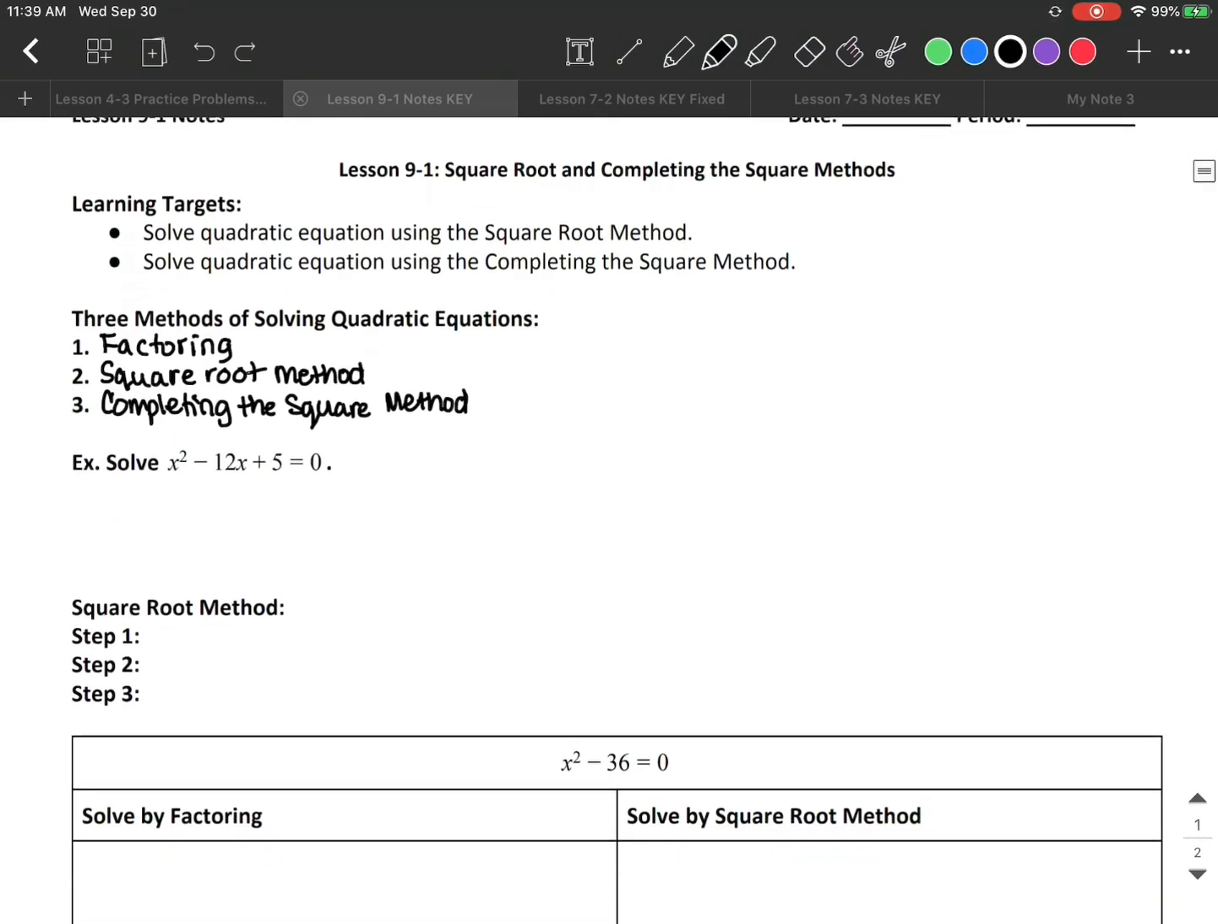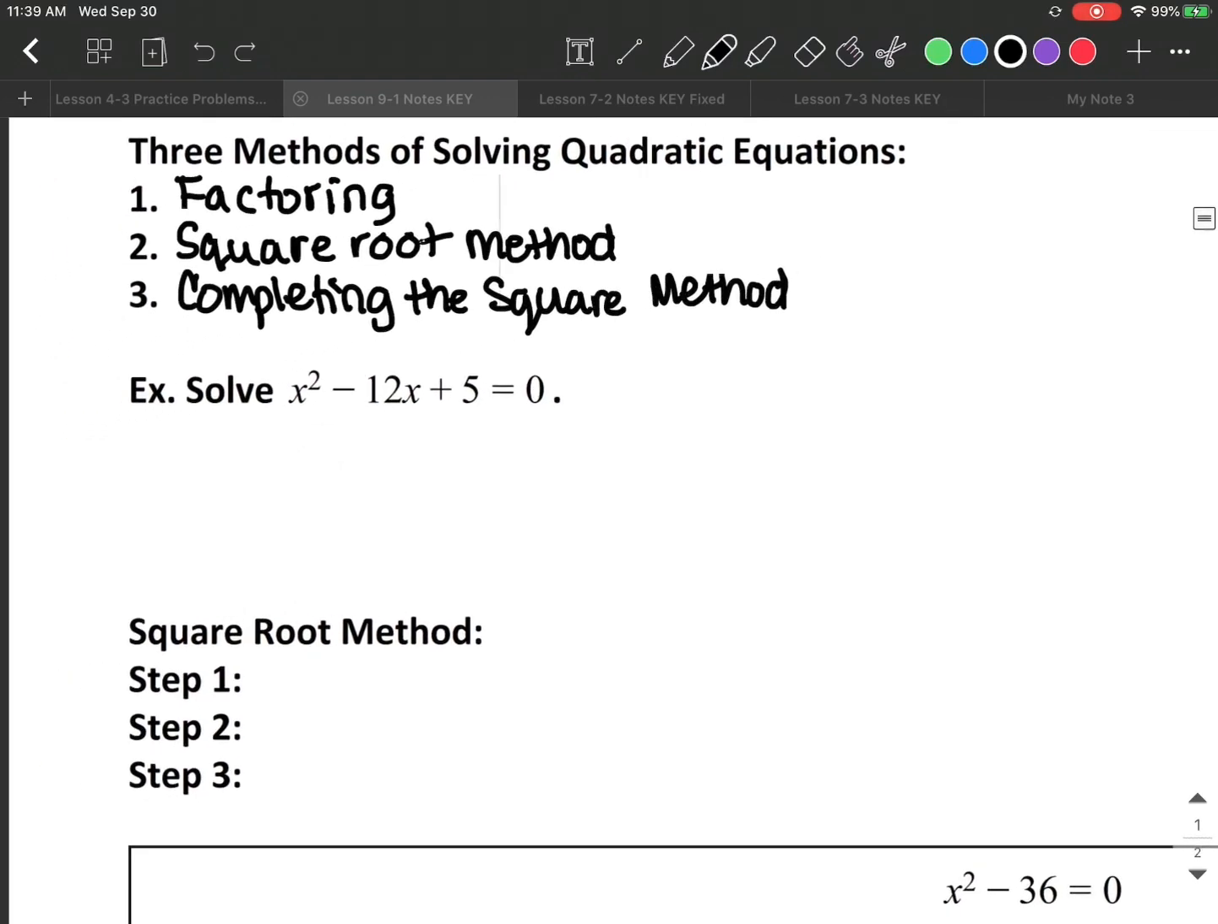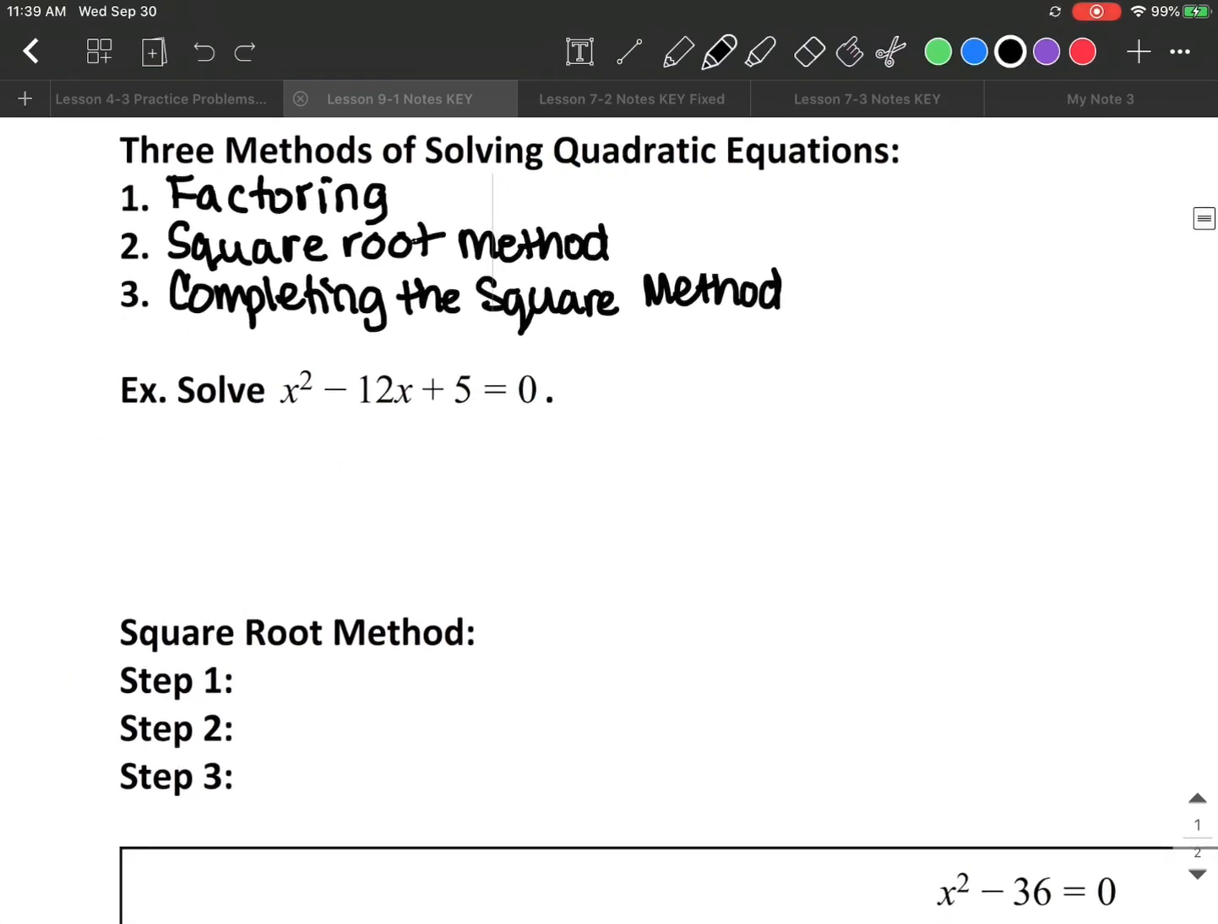All right, first I want to solve x squared minus 12x plus 5 is equal to 0 using the factoring method. Since I have a 1 in front of the x squared, I know I can go directly from the diamond to factored form. So I'm going to do the diamond. I need two numbers that multiply to 5 and add up to negative 12. What two numbers multiply to 5 and add up to negative 12?